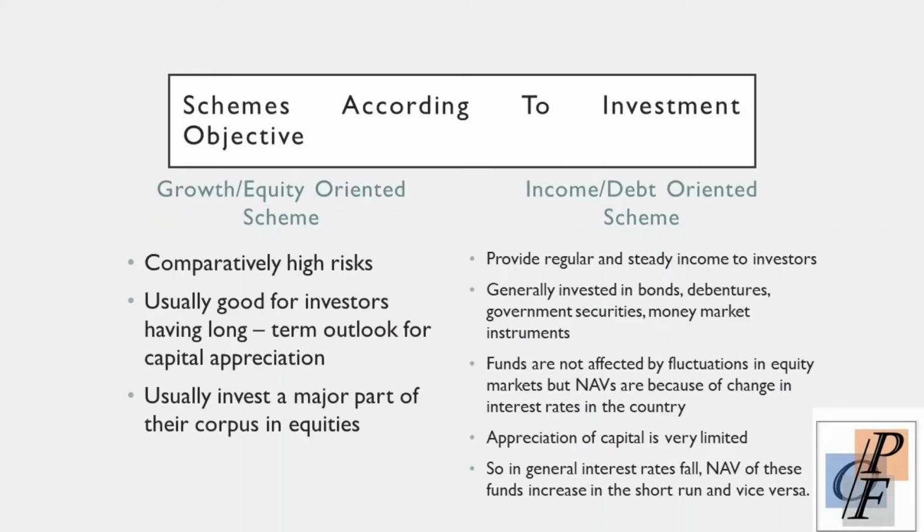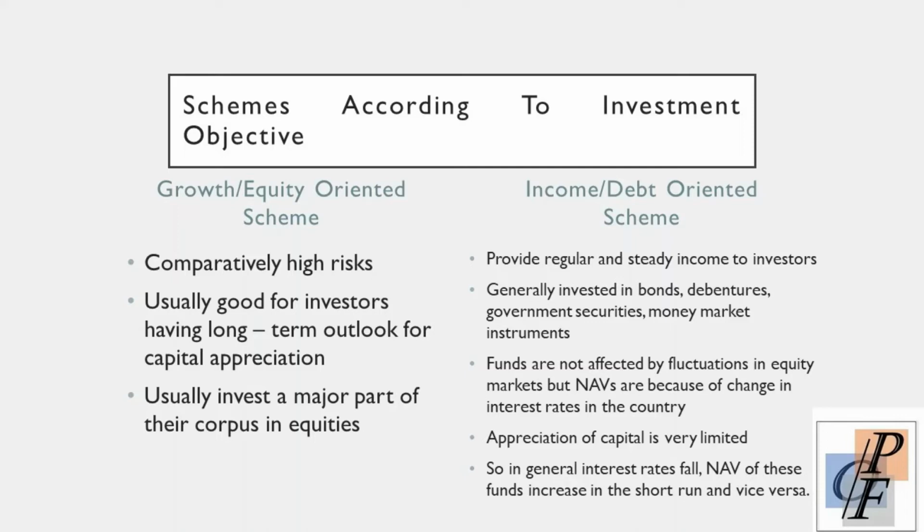There are schemes according to the investment objective as well. There can be growth or equity oriented schemes, income or debt oriented schemes, balanced funds, liquid funds, gilt funds and index funds. Now we'll find out the difference between them. Growth or equity oriented schemes are comparatively of higher risk. They are usually good for investors having a long-term outlook for capital appreciation. Usually they invest a major part of their corpus in equities.